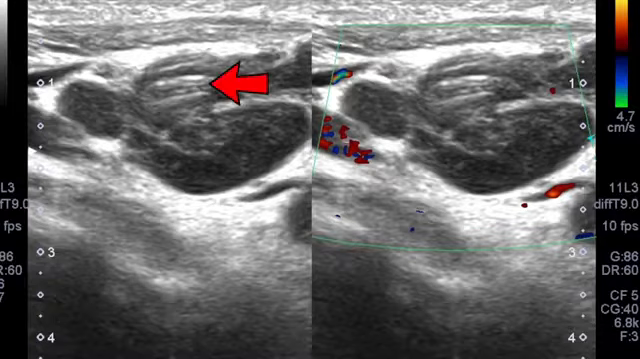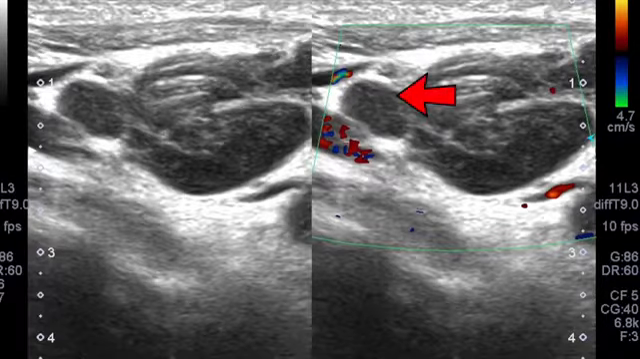Now here's a look at another lymph node. So this lymph node shows linear striations. There is loss of the normal hilar architecture. You can see a small lobulation at the superior aspect of the node. So this is an abnormal node.